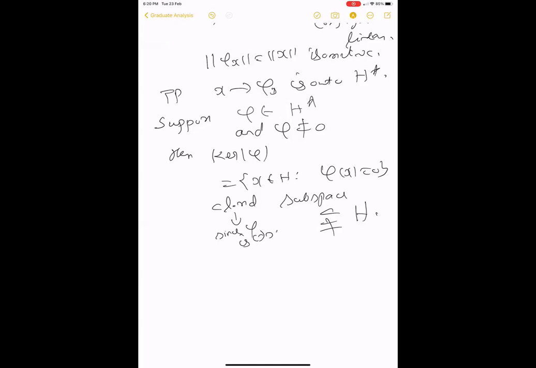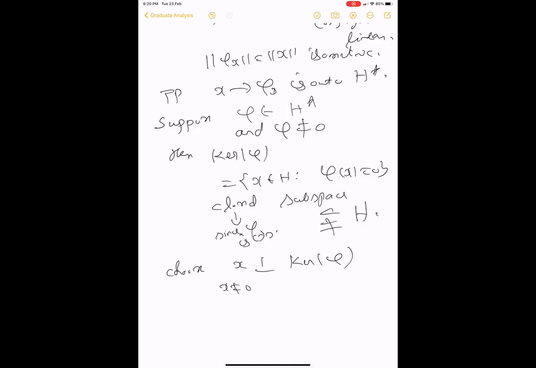It is just the inverse image of the singleton 0. So since it is closed, it is continuous, and it's clearly a subspace, and it's a proper subspace. Okay, now choose some x orthogonal to the kernel of phi, and x not equal to 0.